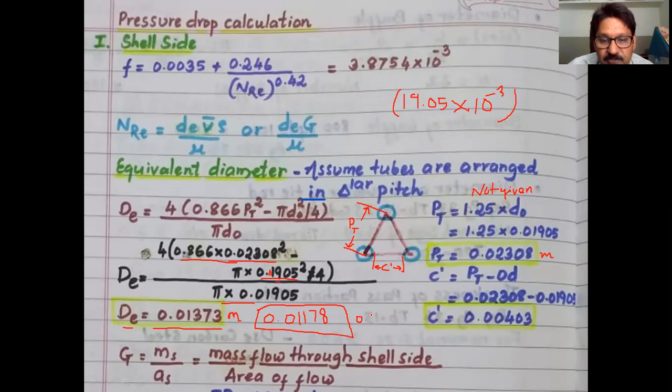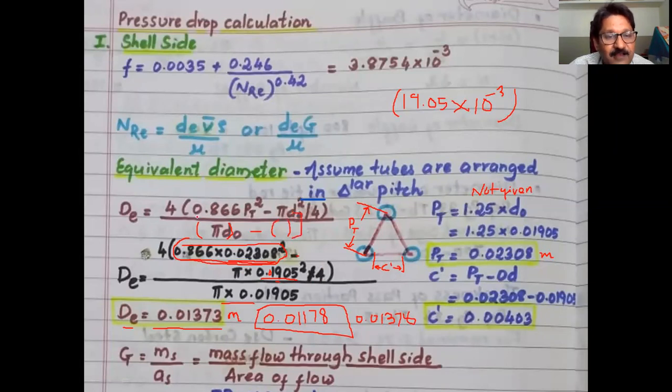0.01376. So please verify. What I suggest is, first you write the value of this. Next step, minus. How to write this value? First you square it, and whatever value you get, you multiply by 0.866. Write this value. Minus. Then you square this one first: 0.01905 squared into 3.142, and that value divided by 4. So write this value.